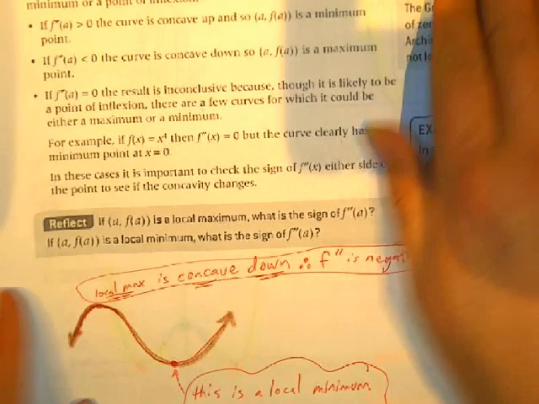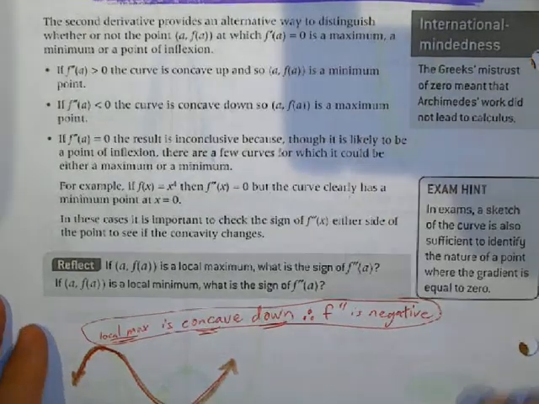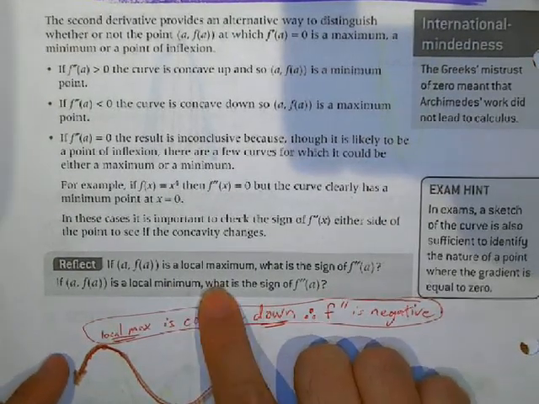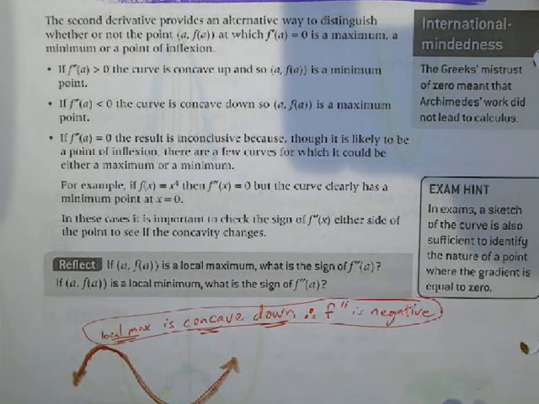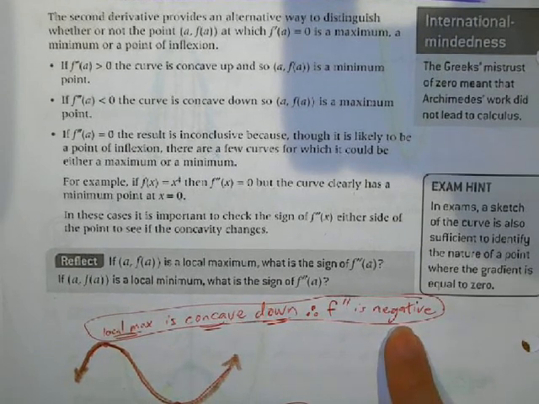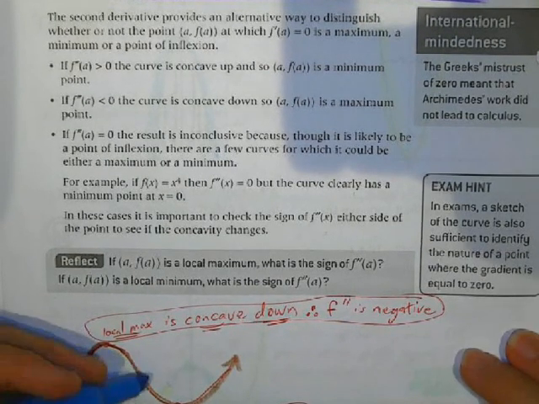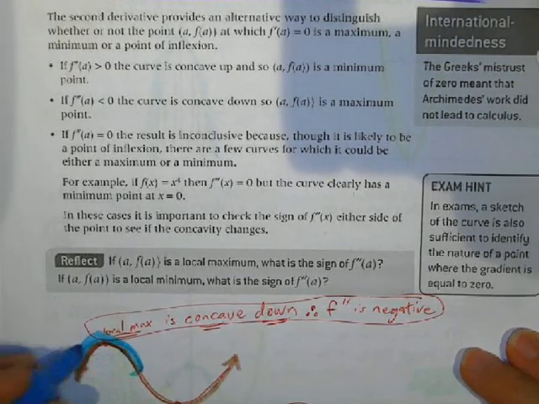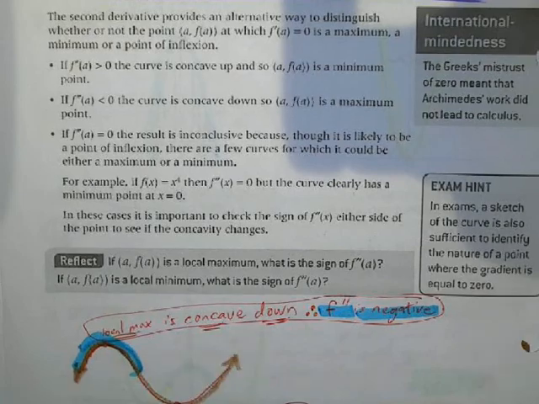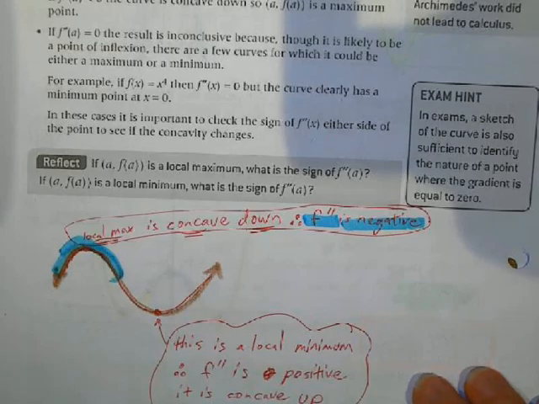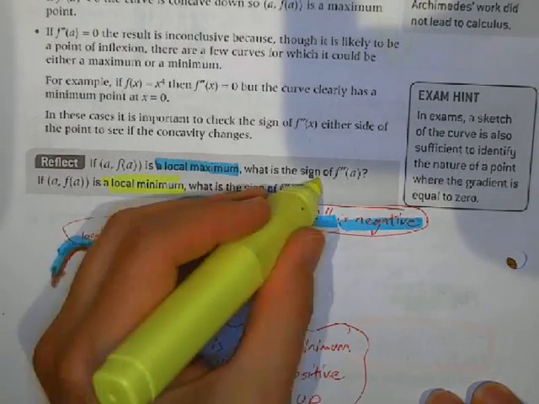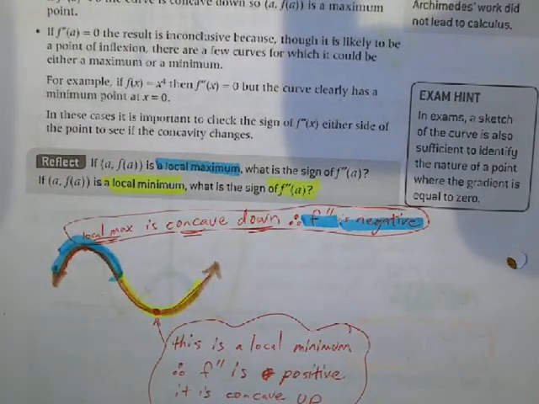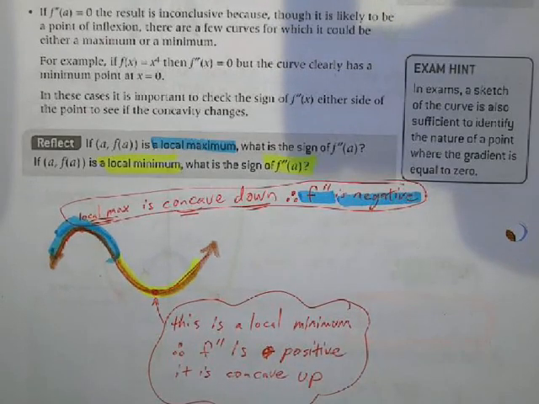So you may want to read this. I think this is useful and important. But from our reflection, a point is a local maximum when the second derivative is negative. So a point is a local maximum when the second derivative is negative. And a point is a local minimum when the second derivative is positive.